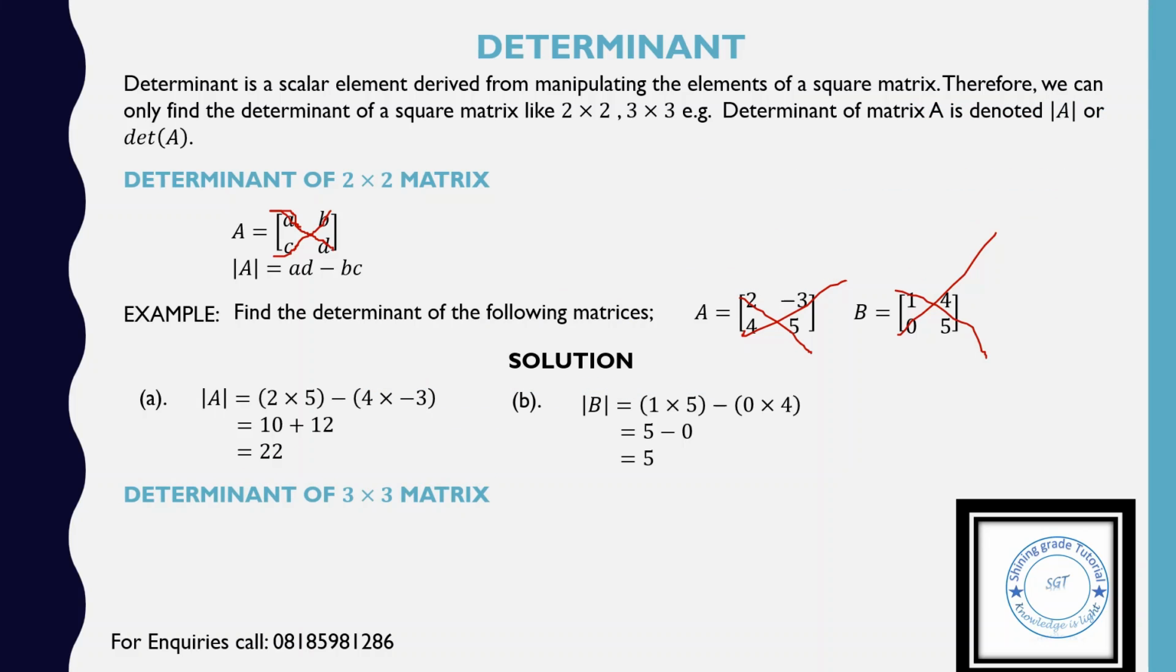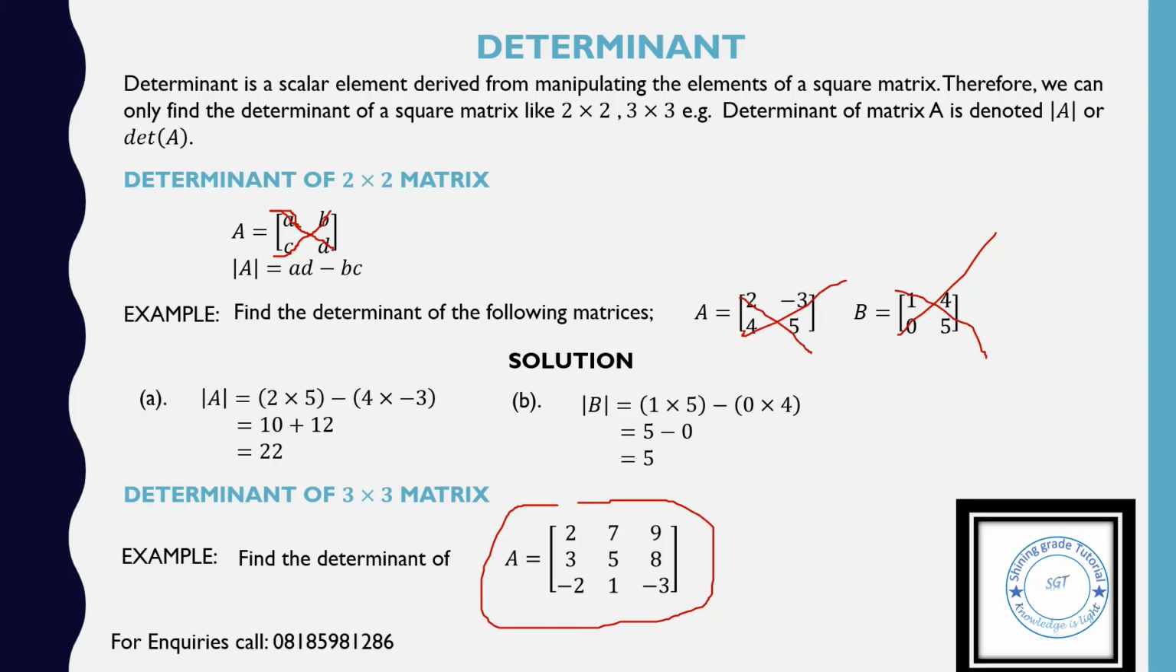All right, so the determinant of a 3 by 3 matrix now. Let's move to that aspect. To find the determinant of a 3 by 3 matrix, it's very easy. Let's take an example as well. Find the determinant of matrix A, which is this, with 2, 7, 3 in the row.